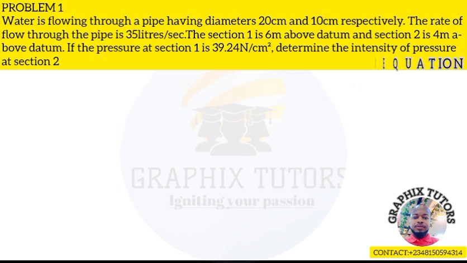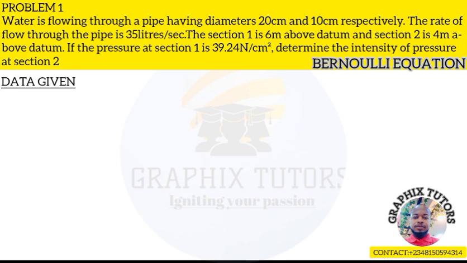Now, the first thing you do in this question is to write out the data given, and this will give you a direction to follow. So let's start writing out the data. It says the diameters here are 20 centimeter and 10 centimeter at section 1 and section 2 respectively, meaning that the diameter at section 1 is 20 centimeter and the diameter at section 2 is 10 centimeter. I'll use d sub 1 as the diameter for section 1 and d sub 2 as the diameter of section 2.